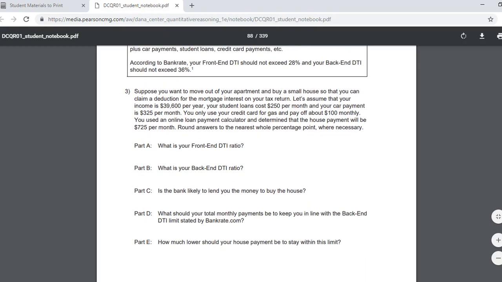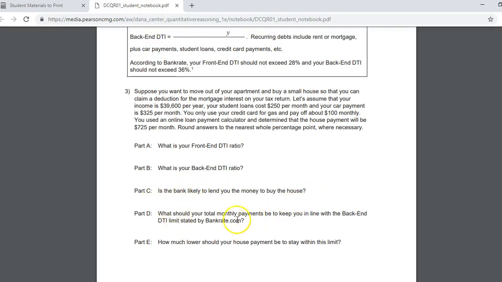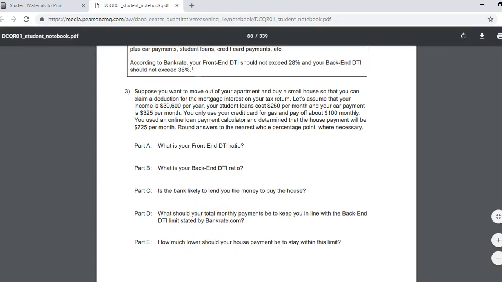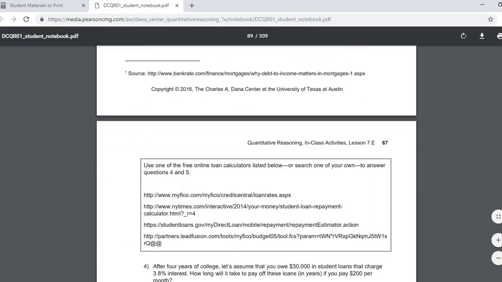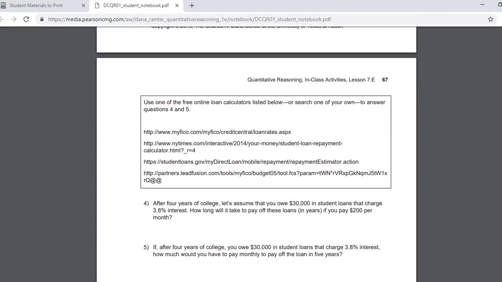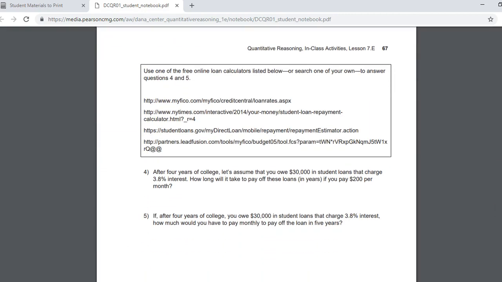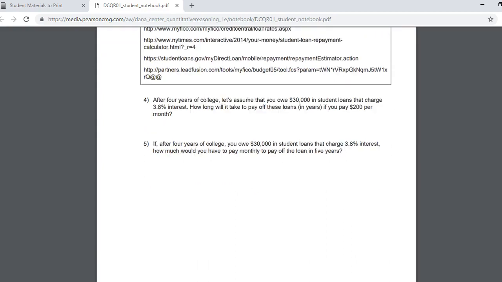And like on part 3, can you find the front end? Can you find the back end? And then can you make a decision? Do you think you're going to get the loan? And then we needed to make some adjustments. Could you play around with those equations and come out with the adjustments needed to get the loan that you want? These questions, you have to use technology. I can't put those on the test.